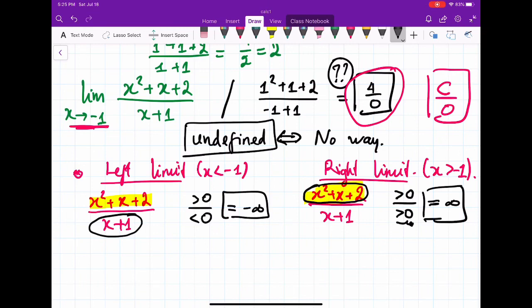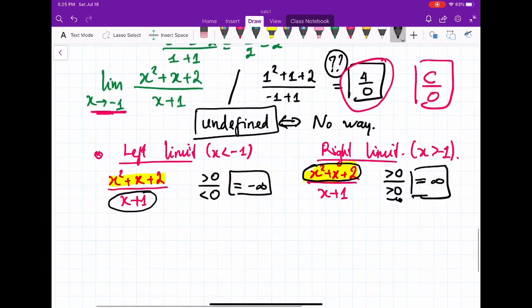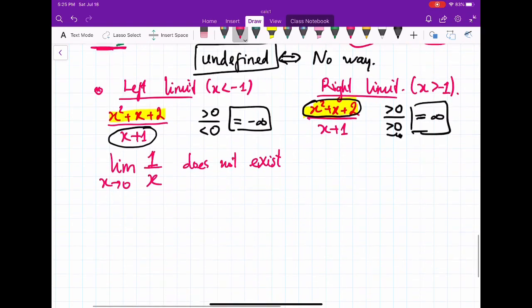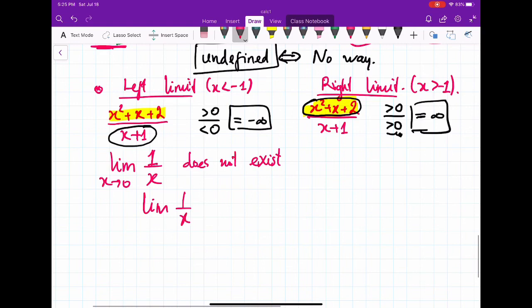There is another way. Let me remind you about the function 1 over x. I hope you still remember this. We know that the limit of this function at 0 does not exist, because the left limit is negative infinity and the right limit is positive infinity. We discussed this very carefully, and they are not equal. That's why the limit does not exist.